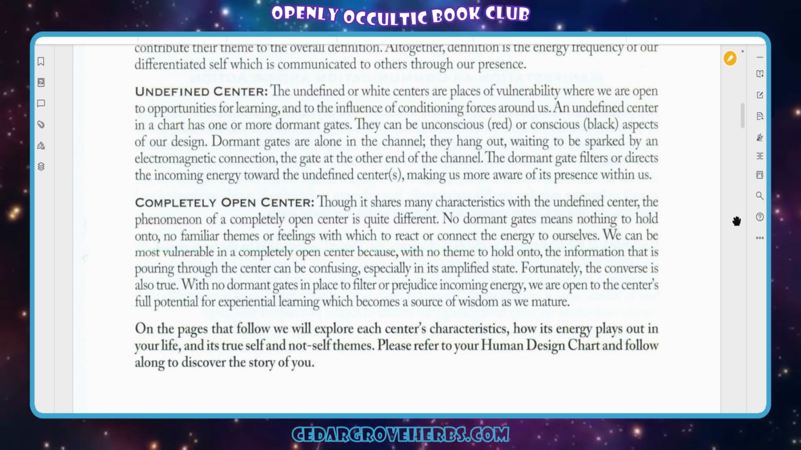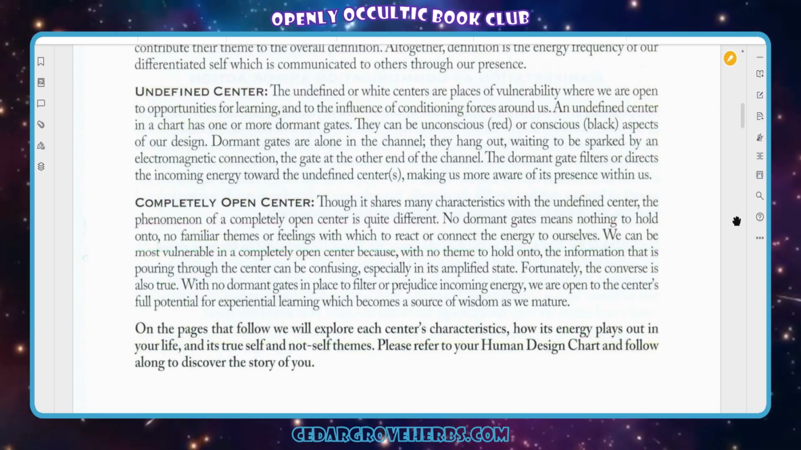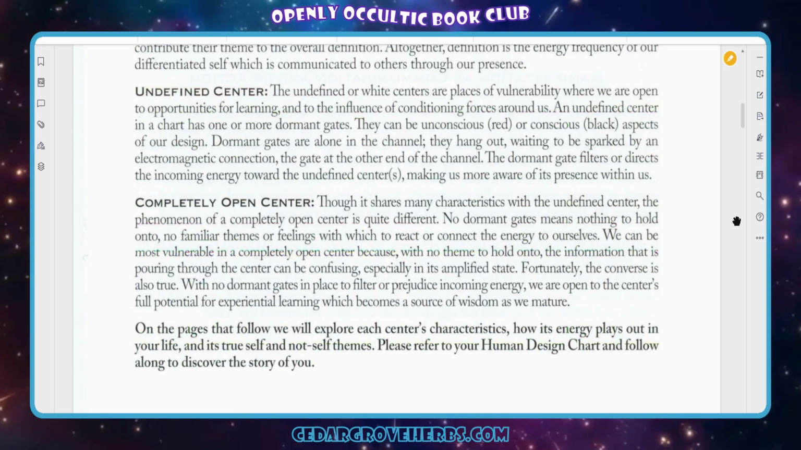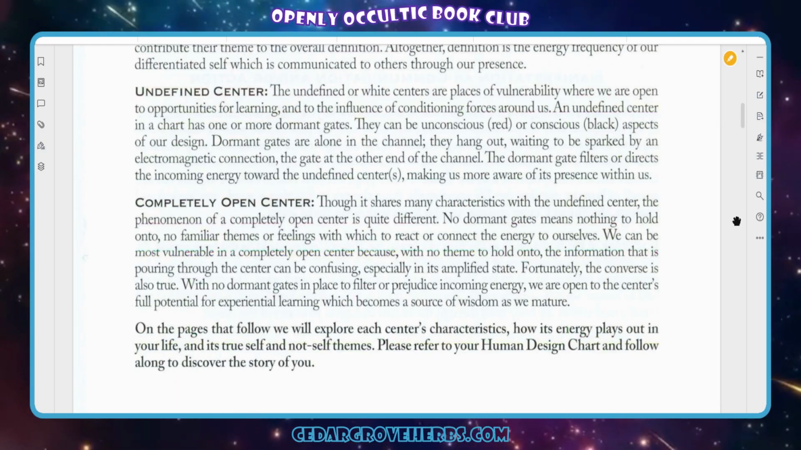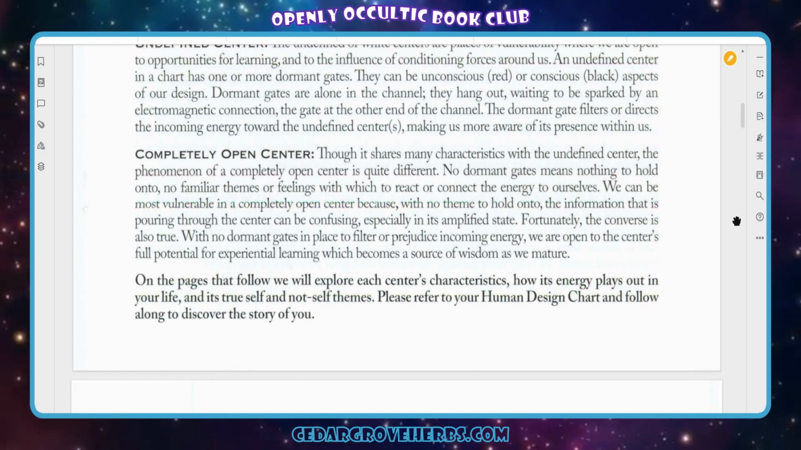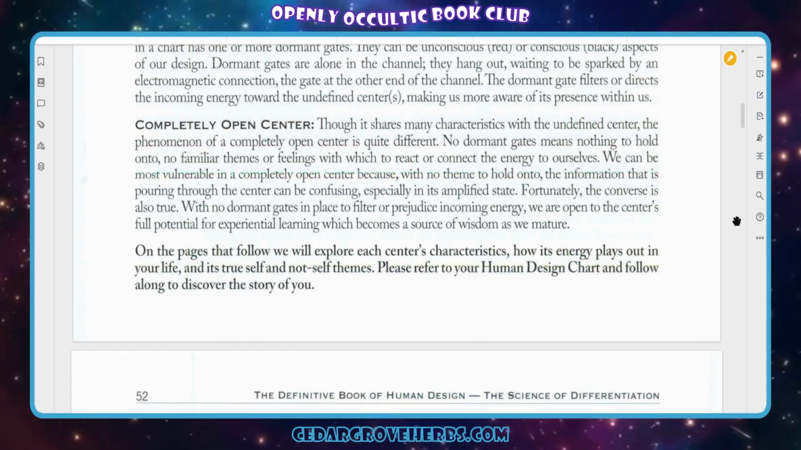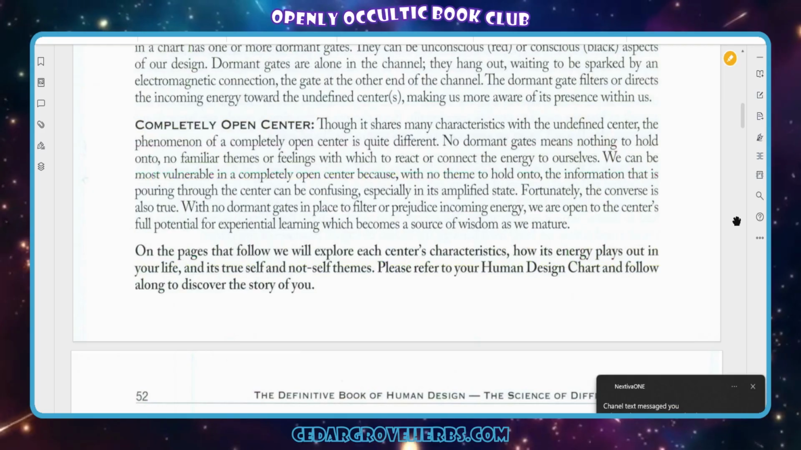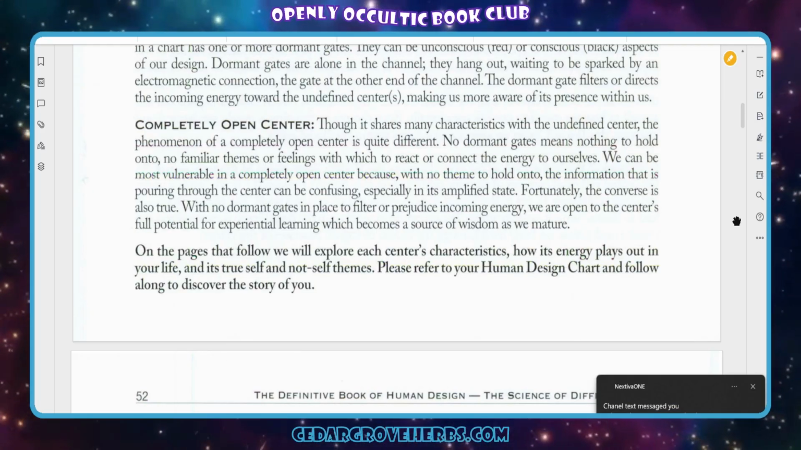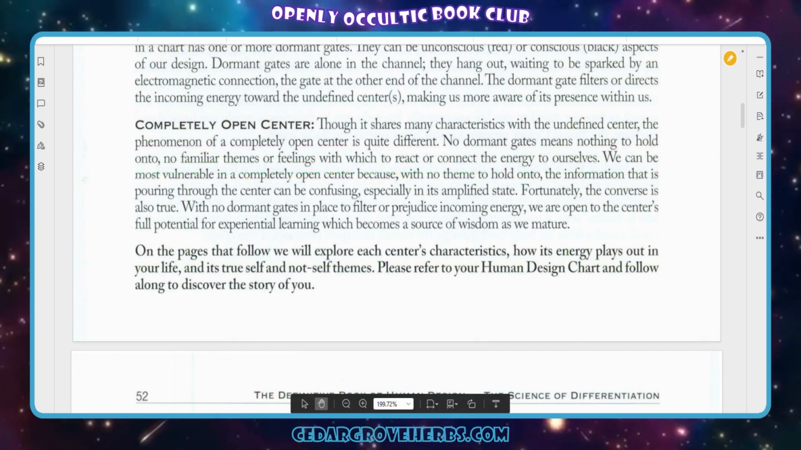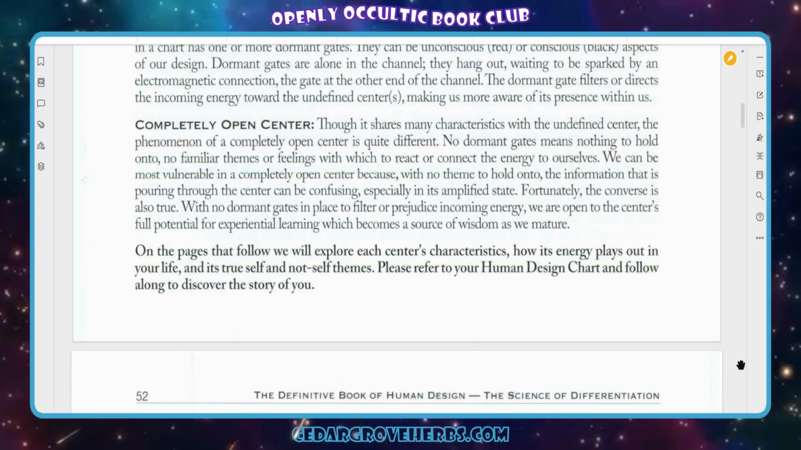Fortunately, the converse is also true. With no dormant gates in place to filter or prejudice incoming energy, we're open to the center's full potential for experiential learning, which becomes a source of wisdom as we mature. On the pages that follow, we will explore each center's characteristics, how its energy plays out in your life, and its true self and not-self themes. Please refer to your human design chart and follow along to discover the story of you.